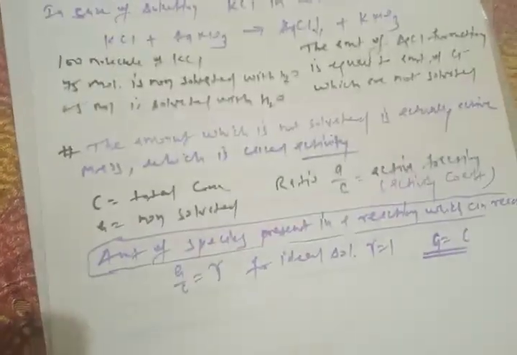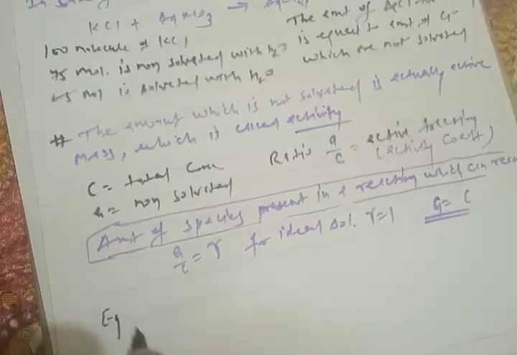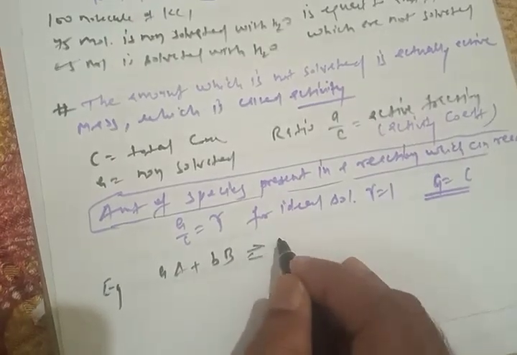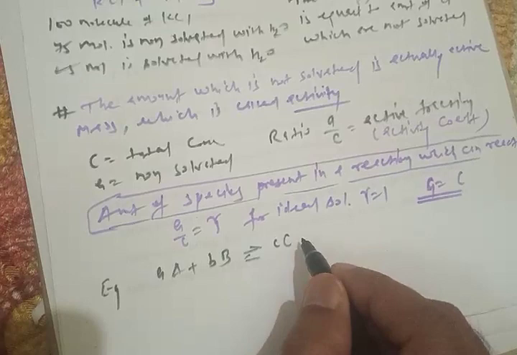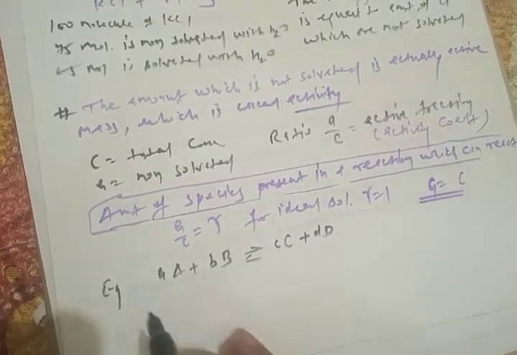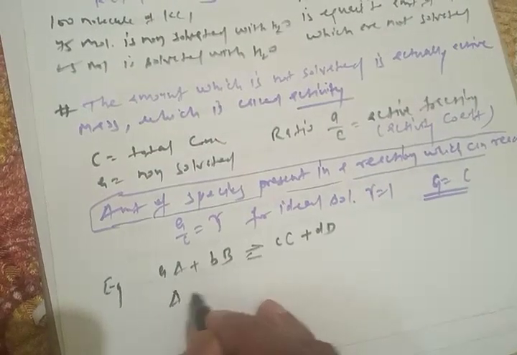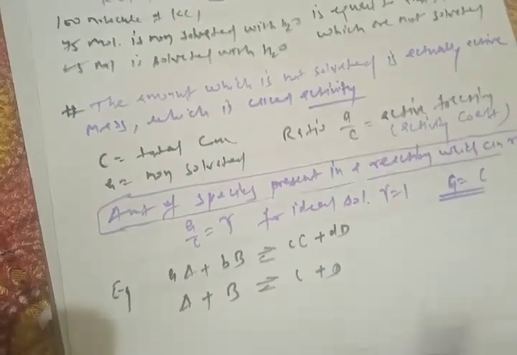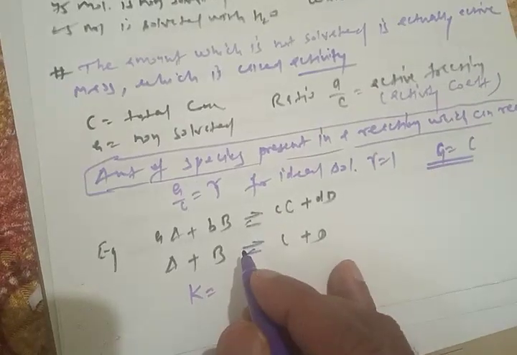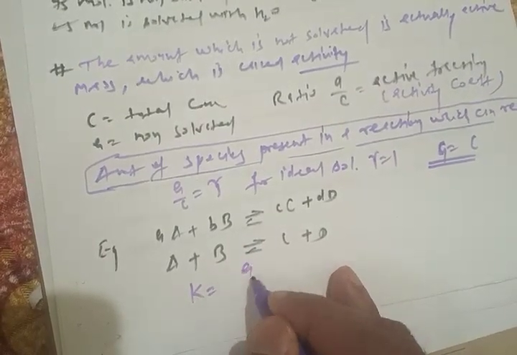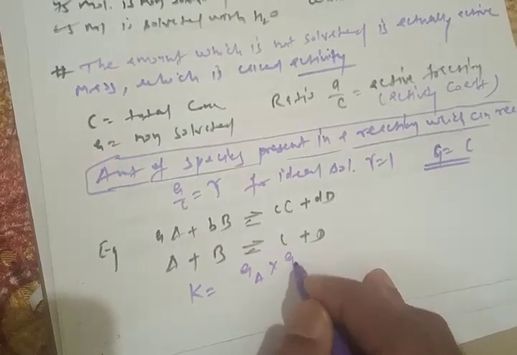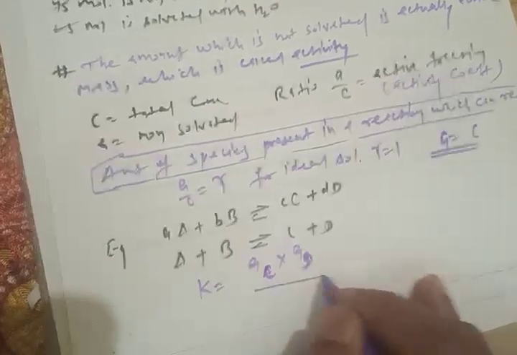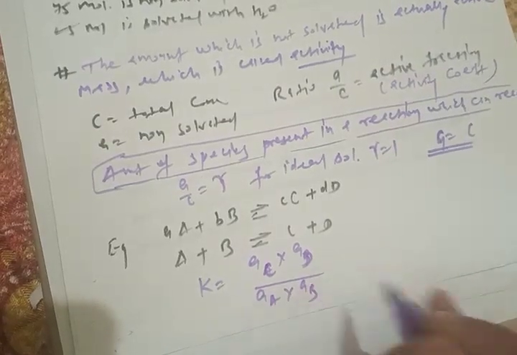Let's take any reaction example. We have A plus B giving C plus D. We know the equilibrium constant K is written like that. Here, in terms of activity, what we'll write: the equilibrium constant is a of C into a of D upon a of A into a of B.